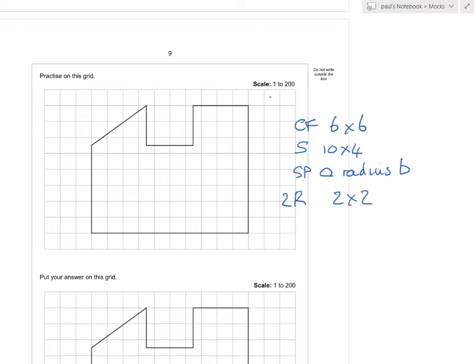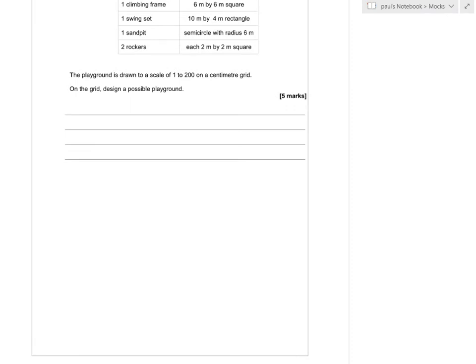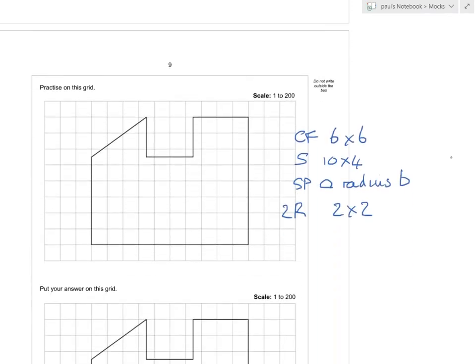Now we've got to, is this a centimeter? 1 to 200 on a centimeter grid, yeah? So that is 1 centimeter. Right, okay. So we've got to change all this. So let's do the climbing frame first. I'm going to take everything and multiply that by 100. So that will be 600 by 600. Then I've got the scale.